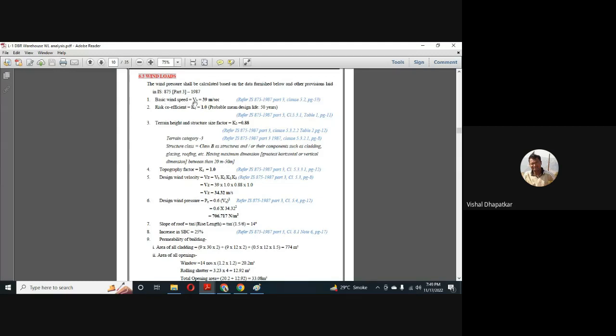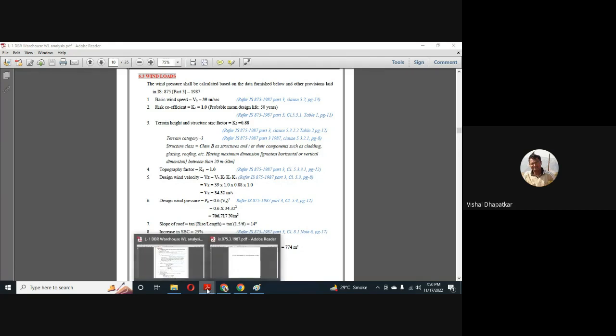Basic wind speed, this is Vb, it is 39 meter per second. We get it from this code. In the code, it has been given for different areas or different cities. So for Pune, we have selected 39 meter per second. Then risk coefficient K1, this is probable mean design life of 50 years. So it is the probability factor.